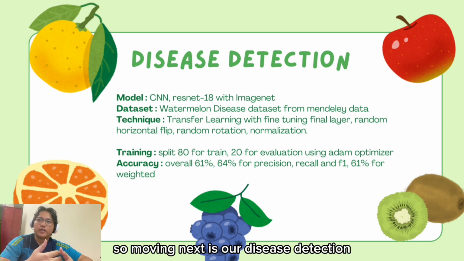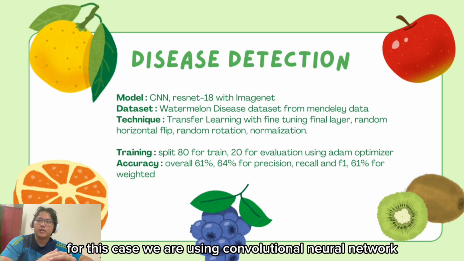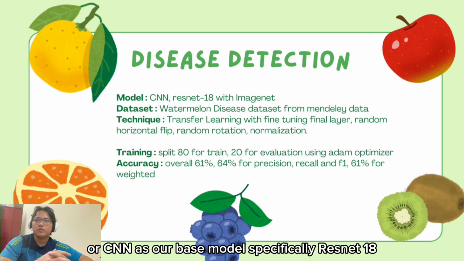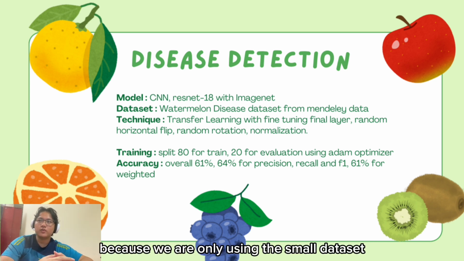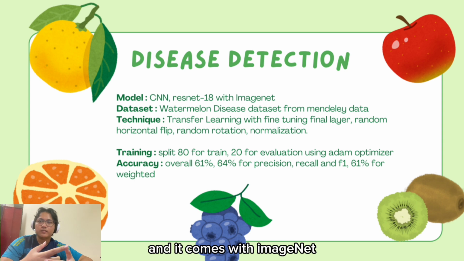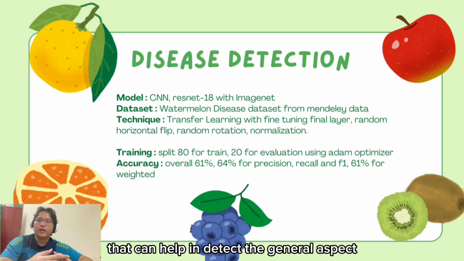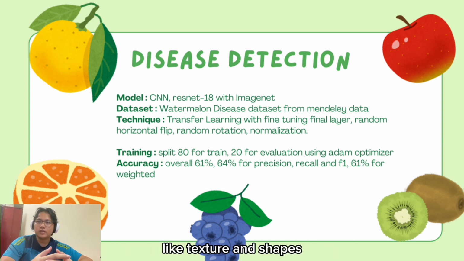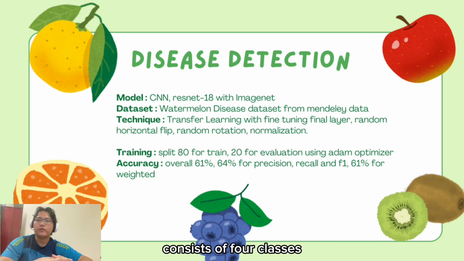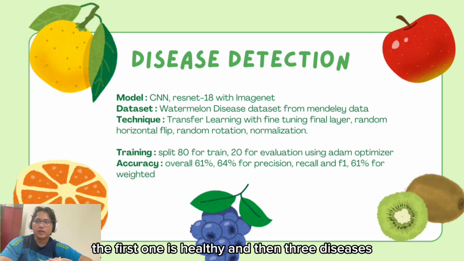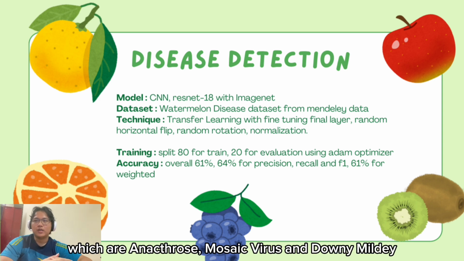So moving next is our disease detection. For this case, we are using a convolutional neural network, or CNN, as our base model, specifically ResNet 18. ResNet 18 is suitable for our dataset because we are only using a small dataset, and it comes with ImageNet weights that can help detect general aspects like texture and shapes. Our dataset is watermelon disease recognition from Mendeley Data, consisting of 4 classes. The first one is healthy, and then 3 diseases, which are anthracnose, mosaic virus, and downy mildew.